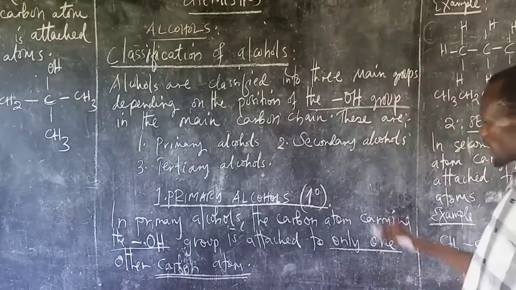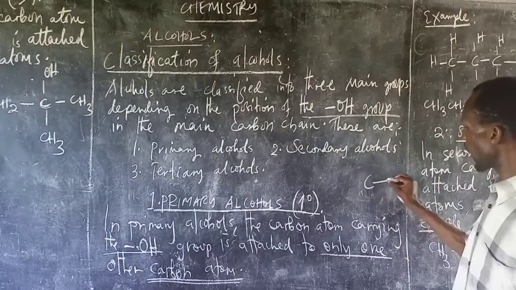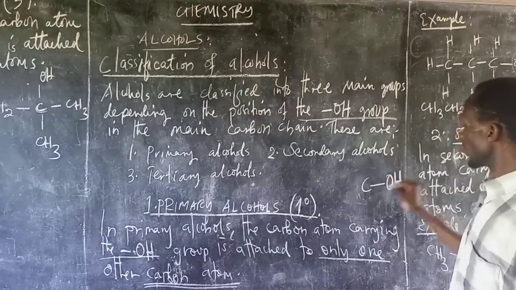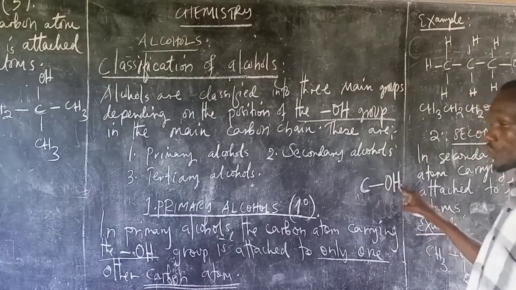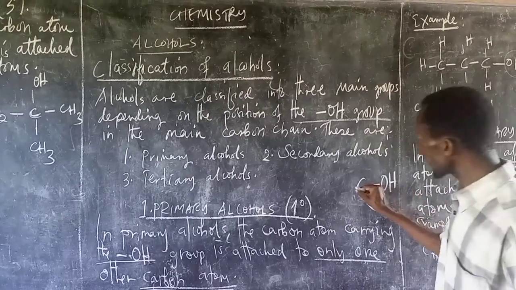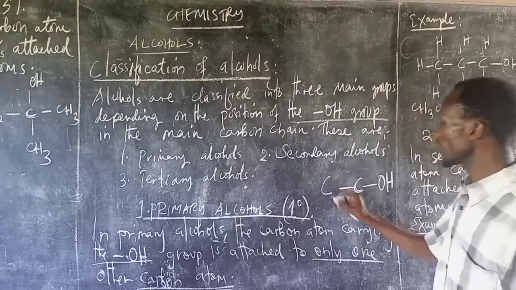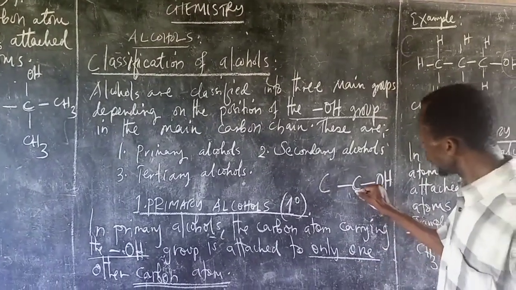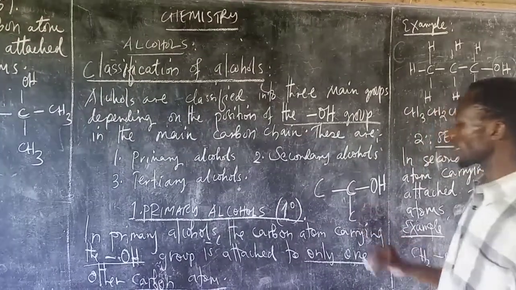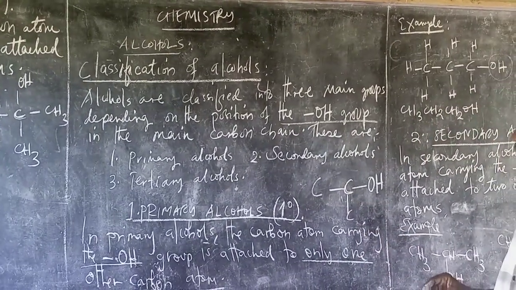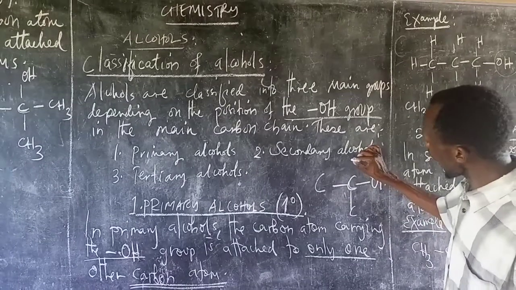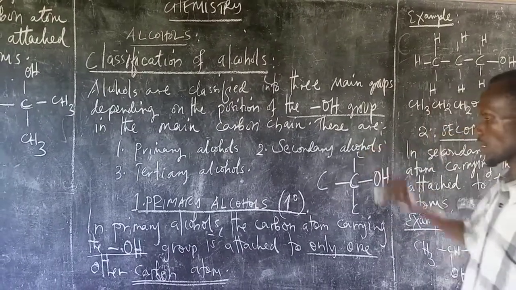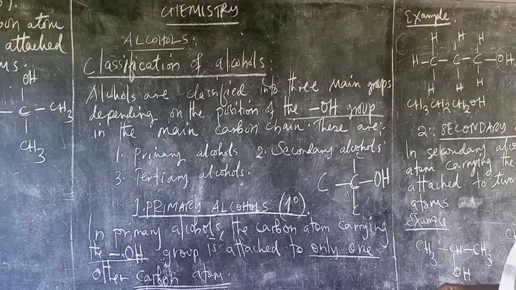So, in short, if this is the functional group, this is the carbon atom that carries the OH group. If it is attached to only one carbon, that is a primary alcohol. But once it is attached to two carbons, that is a secondary alcohol. But once it is attached to three other carbon atoms, that is called a tertiary alcohol.